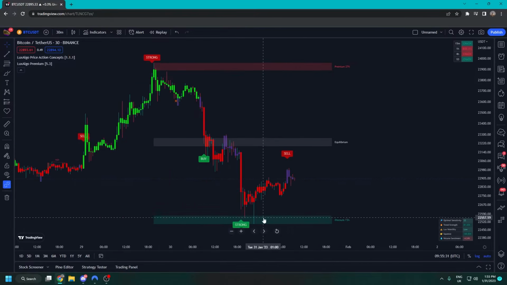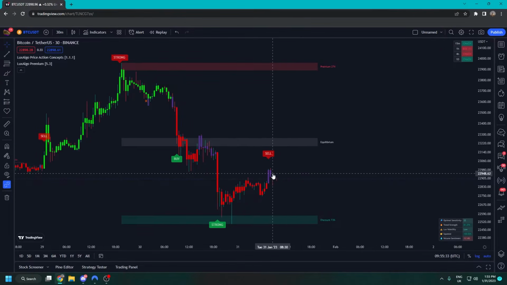So you can see we have these three lines. I've covered them in another video, but I'm going to cover them now. We have premium, equilibrium, and discount. So really easy to think about these things. So discount is where the value of the asset is considered cheap. It's on discount, it's on sale.